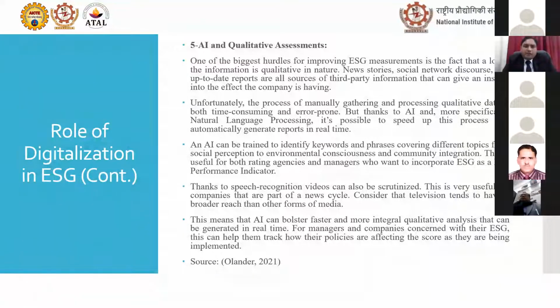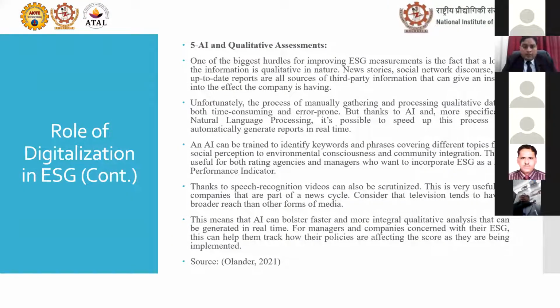Then artificial intelligence and qualitative assessment. As I already told you, I'll focus more briefly on what artificial intelligence and qualitative data assessment are. You see, if you do it manually, the second paragraph is very clearly saying it: unfortunately, the process of manually gathering and processing qualitative data is both time consuming and error prone. But thanks to artificial intelligence, and more specifically natural language processing, it's now possible to speed up this process and automatically generate reports in real time. So that's the beauty of these technologies.